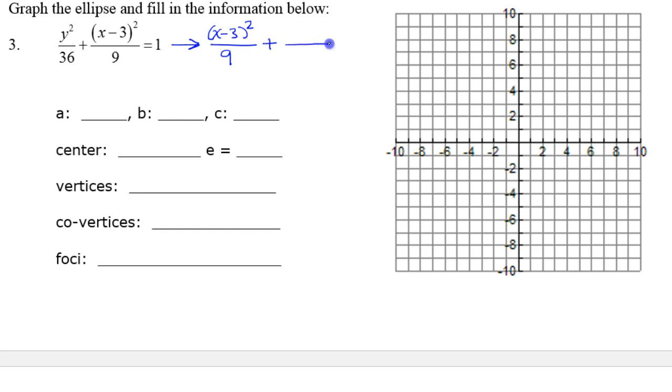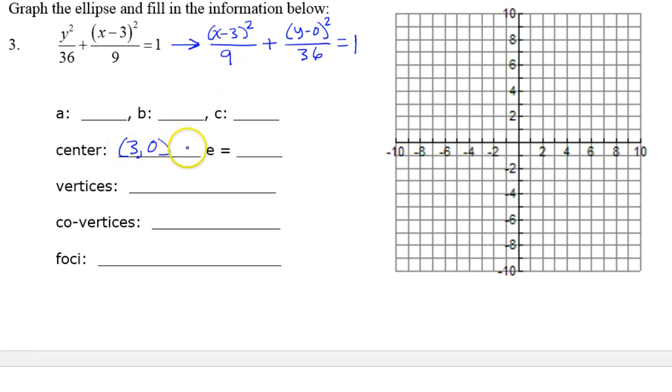And as long as I'm doing that, I might as well go ahead and show that this y squared could be thought of as y minus 0 squared. So you can see that the coordinates of the center will be 3, 0. Notice I do the opposite of these, so if it's x minus 3, it's going to be a positive 3.